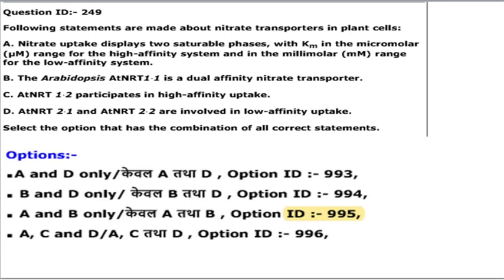Next, Arabidopsis AT-NRT 1.1 is a dual affinity nitrate transporter. That is, it can act either as a low affinity nitrate transporter or as a high affinity nitrate transporter. It is also absolutely a correct option. Whereas AT-NRT 1.2 is participating in high affinity uptake? No, AT-NRT 1.2 participates in low affinity uptake, whereas AT-NRT 2.1 and 2.2 are involved in high affinity uptake. So both option C and option D are reversed, friends. So only A and B are correct options, whereas C and D are wrong options. So AT-NRT 1.2 is involved in low affinity uptake, AT-NRT 2.1 and 2.2 are involved in high affinity uptake.